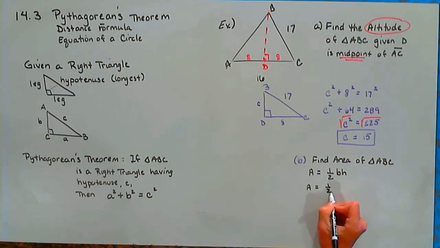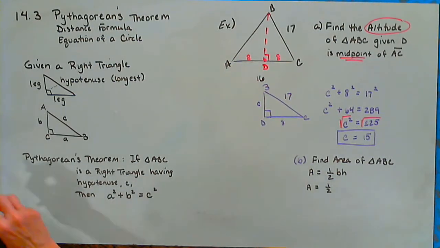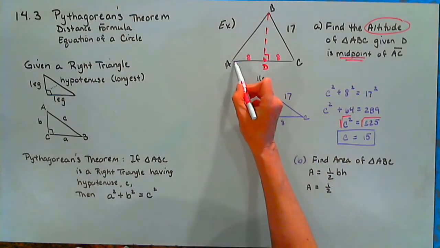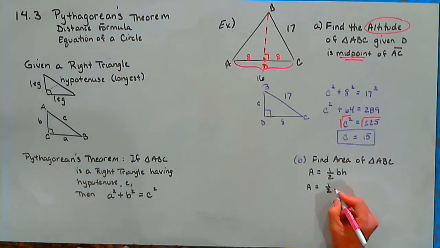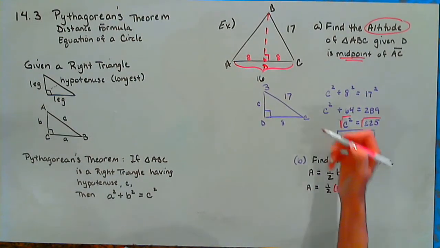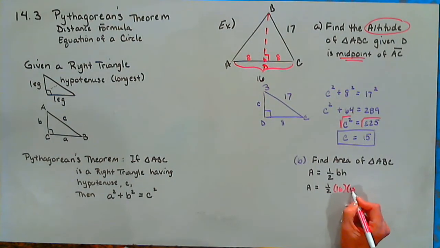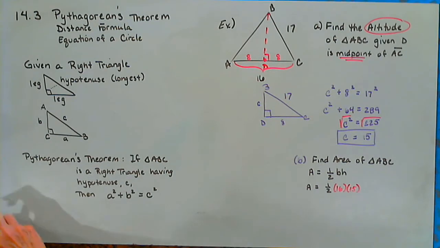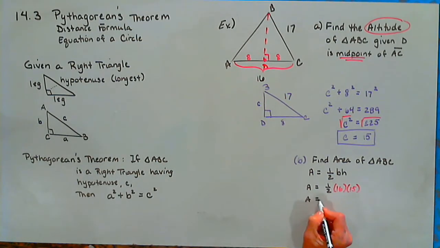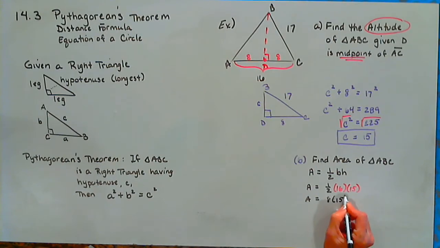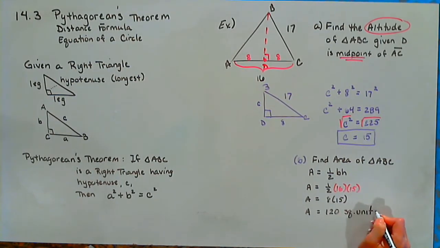Area equals 1/2. Well, the base and the height are the sides that are always perpendicular to each other. So in this case, our entire length, remember, was 16. So our entire base is 16. We now found that the altitude, or height, is 15. And so we are ready. Area is the same as 8 times 15. So area is 120. We don't have any units, so we'll go back and recall that that's then square units since it's area.